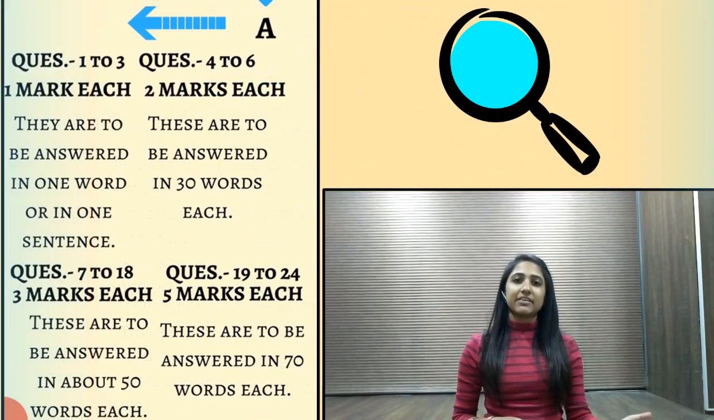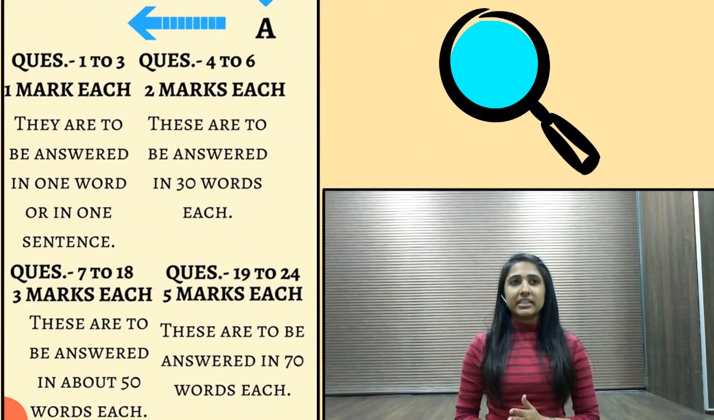Now Section A is from question number 1 to question number 24. Question number 1 to 3 are of 1 mark each. They are to be answered in one word or in one sentence. Question number 4 to 6 will be of 2 marks each and they are to be answered in 30 words each. I'm going to zoom into Section A as we come to question number 7 to 18.